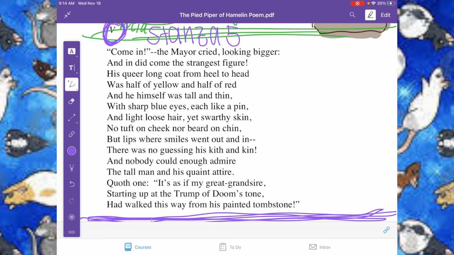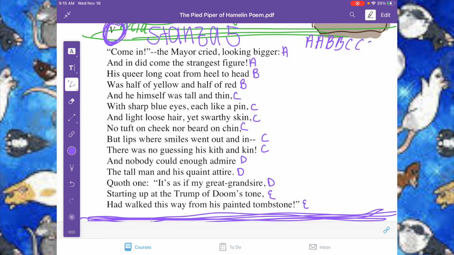All right, we've got a new character coming in, and he's looking crazy. So let's do a little rhyme scheme on this one. We have bigger, figure, head, red, thin, pin, skin, chin, in, kin, admire, attire, grandsire, tone, stone, tombstone. So here we have A, B, B, C, C, C, C, C, C. Oh my goodness. D, D, D, E, E.